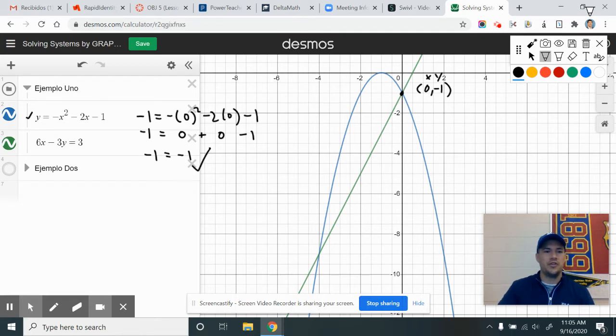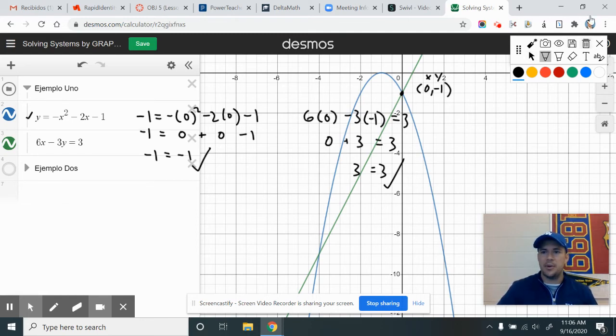All right. Now we got to verify with our linear. So our linear function is 6x minus 3y equals 3. So again, I'm going to evaluate. Instead of saying 6x, I'm going to say 6 times 0 minus 3y. Instead of saying y, I'm going to say -1. I'm going to substitute a -1. And I'm going to check to see that that is equal to 3. Well, 6 times 0 is 0. And -3 times -1 gives me a positive 3. So I get 0 plus 3 equals 3. Well, 0 plus 3 is 3. So yes, 3 equals 3. So check. That is the solution to the system of equations.